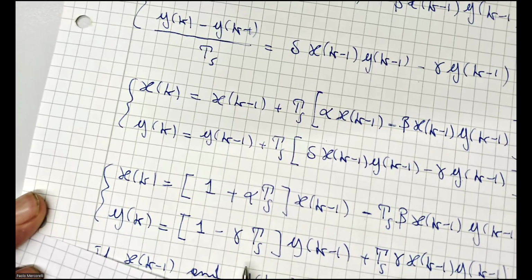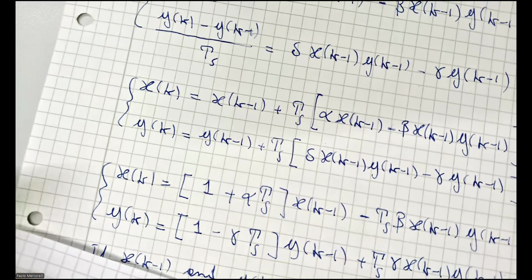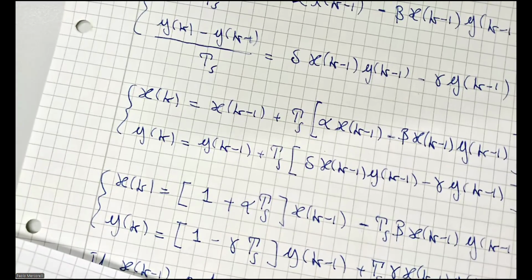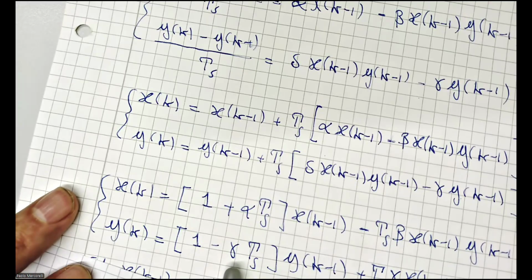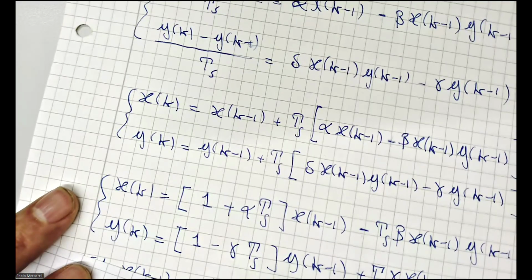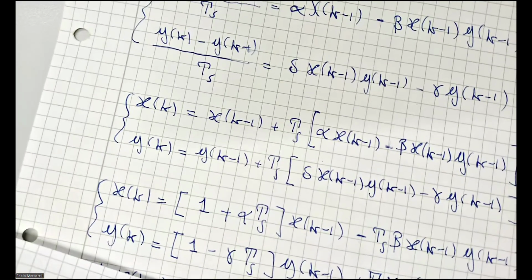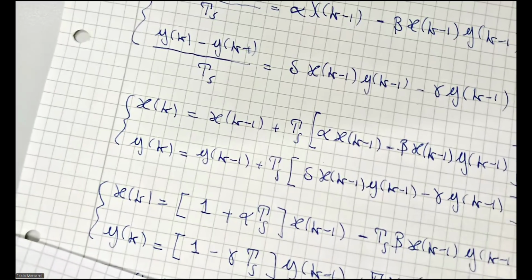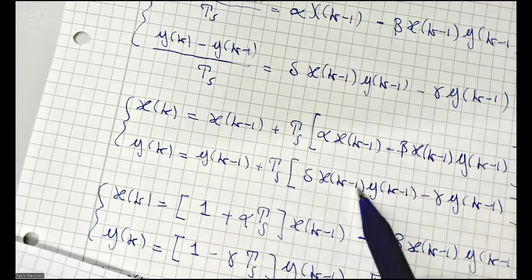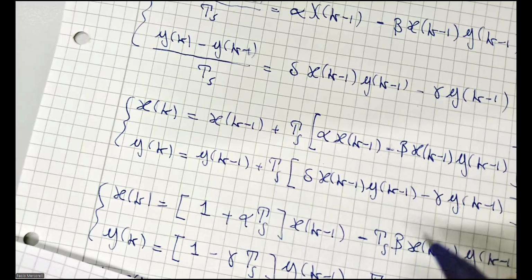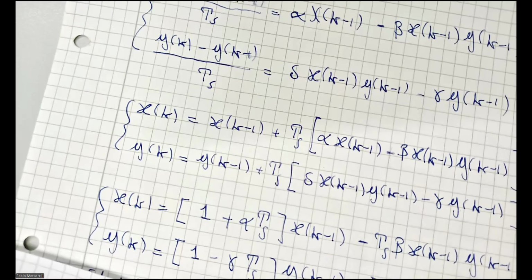I don't see delta, probably we have an error here. Let me correct. This is gamma. Okay, this is delta. I see the error. Let me correct. Here it was correct, and here I made a mistake, but it's not so heavy.